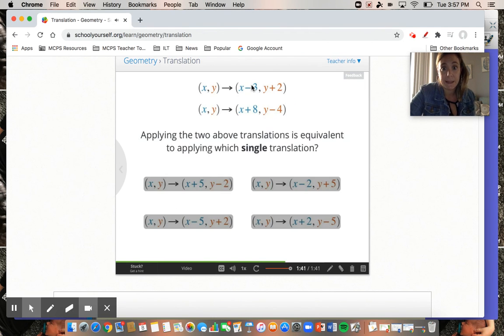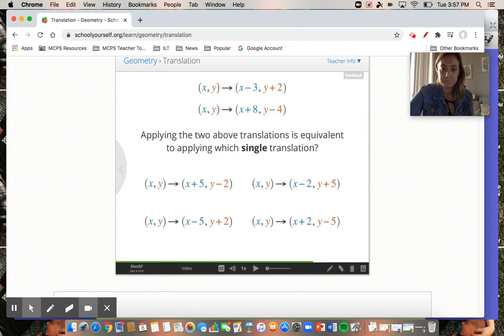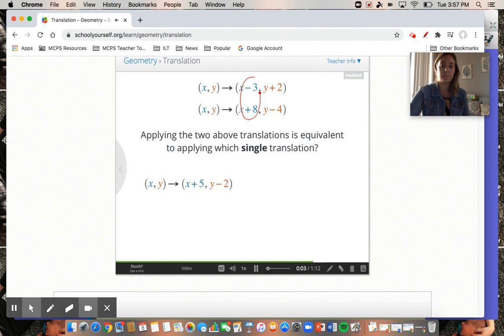Okay, so it went left 3 and then right 8. Left 3 on a number line and then right 8 is like going right 5. Right, so let's see, does this make sense? If I go up 2 and then down 4, I went down 2. So there you go. Exactly. Subtracting 3 from the x-coordinate and then adding 8 is the same as adding 5. And adding 2 to the y-coordinate and then subtracting 4 is the same as subtracting 2. So if you perform these two translations, one after the other, that's the same as translating x comma y to x plus 5 comma y minus 2.